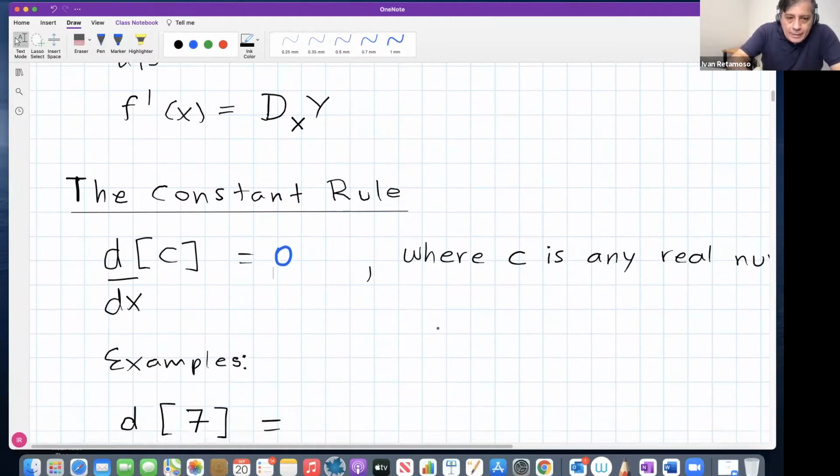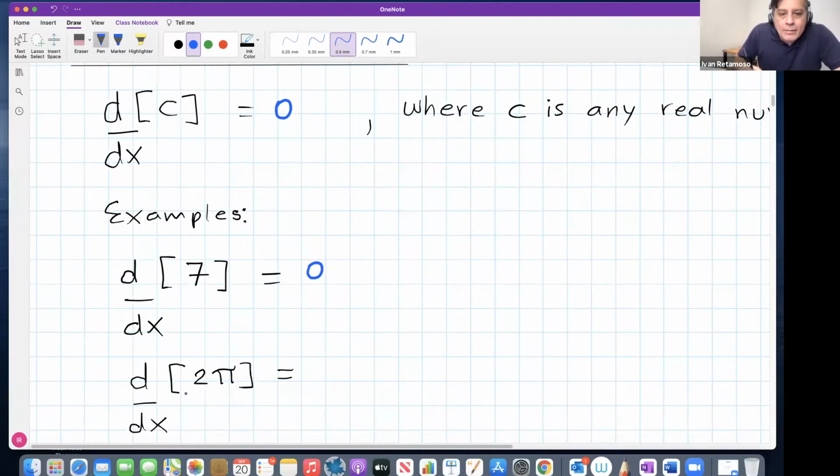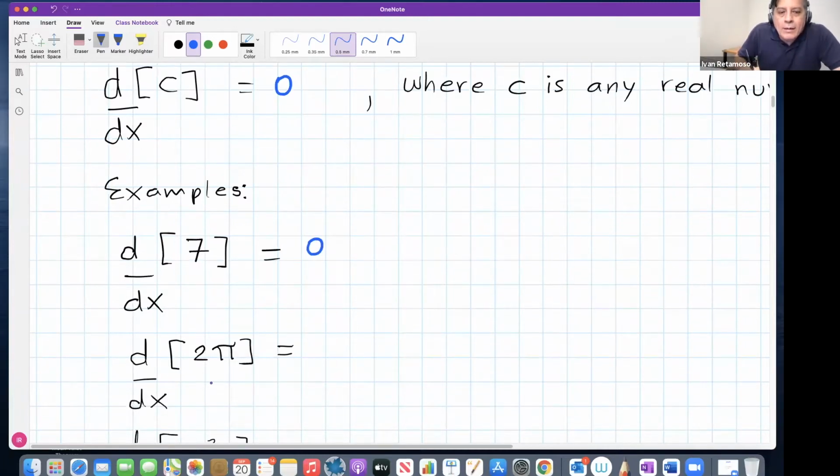So let's see some examples of this constant rule. Suppose you encounter the derivative of the constant function 0 with respect to x. Well, according to my constant rule, this will be just equal to 0. What about this guy? The derivative of the constant function 2 times pi with respect to x. What should this be equal to? Anybody could tell us in the chat or verbally?